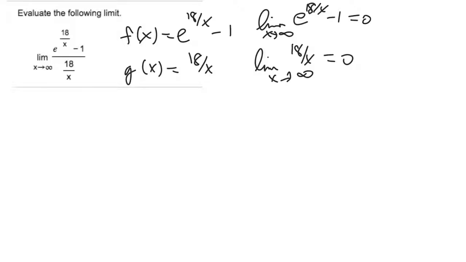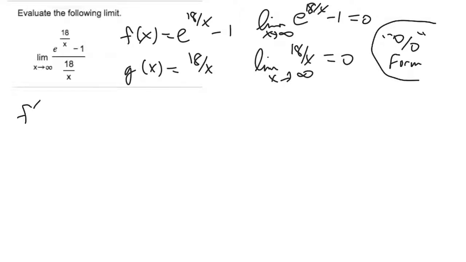But the point here is that the numerator and denominator are both going to 0, which means that I do have my 0 over 0 form. Remember we said that was one of the indeterminate forms. The other one is when we have something going to infinity divided by something going to infinity. So that means the L'Hopital's rule applies.